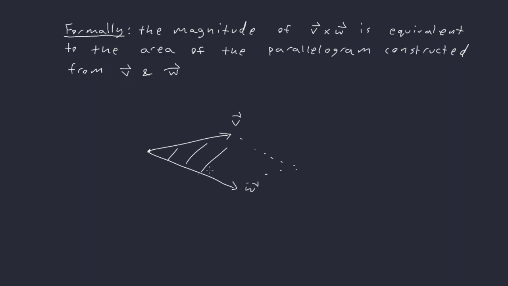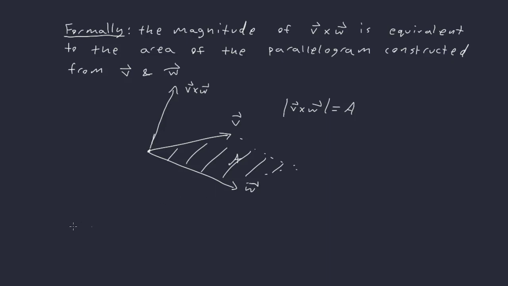The two of them together make a parallelogram. Well, their cross product, V cross W, the magnitude is the same as the area. Now notice the units aren't the same because the magnitude of a vector is, say, in meters. Well, the area of a parallelogram is in meters squared. So the units aren't the same, but the numbers are the same.